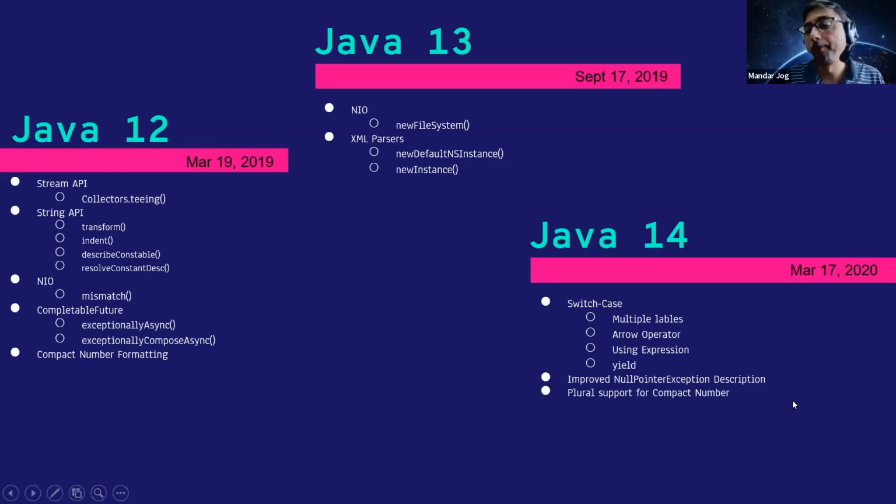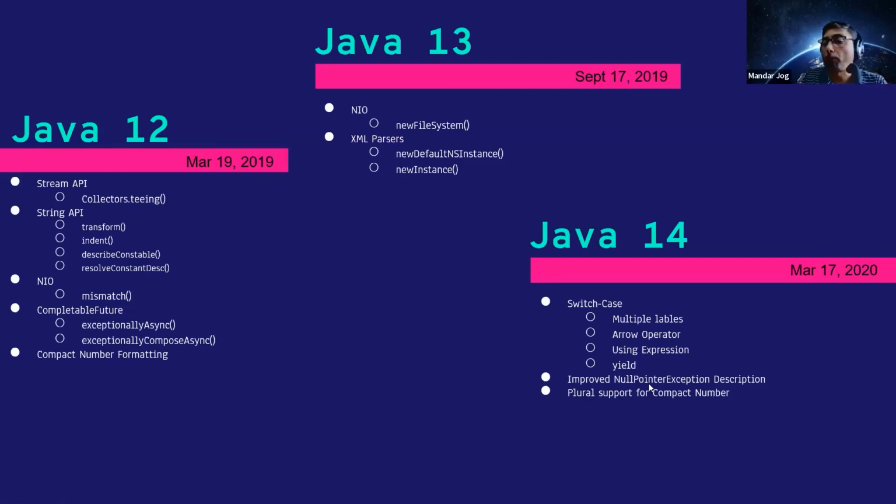And in Java 14, the switch case has been modified again, and you can have multiple labels in the switch case. There is an introduction of arrow operators, and you can use expressions inside that, and there is a yield keyword which we are going to talk about in this particular session.